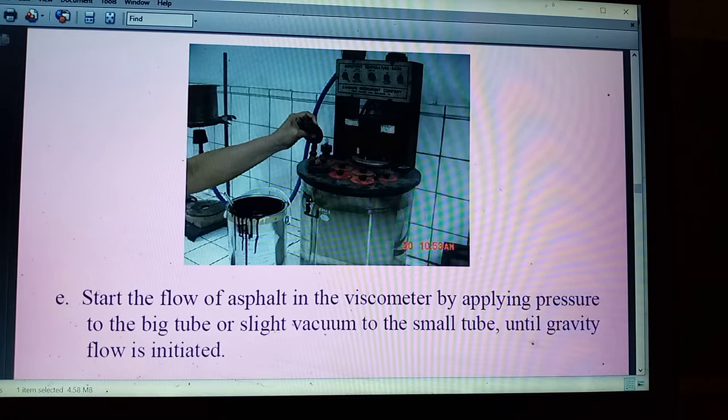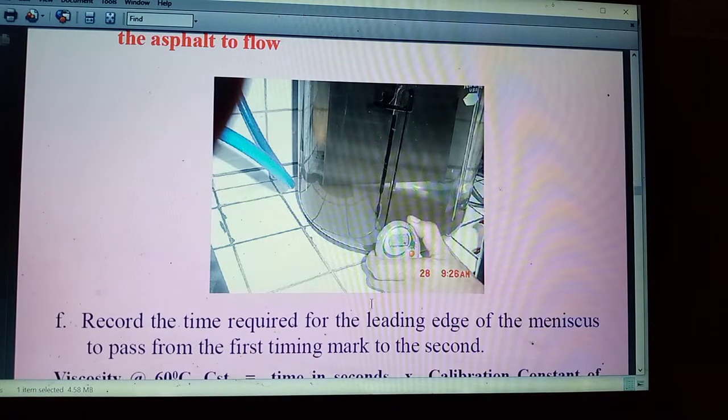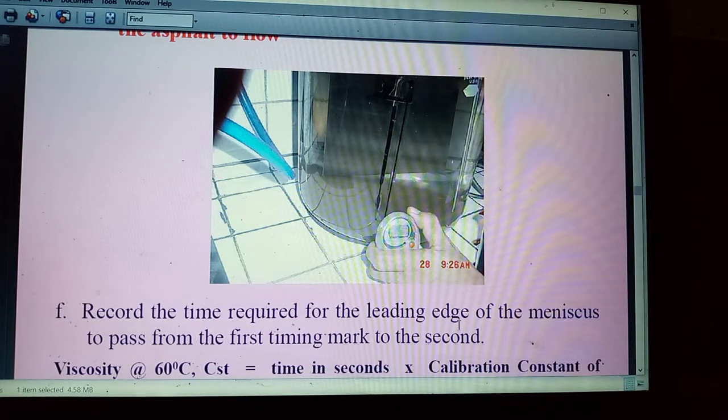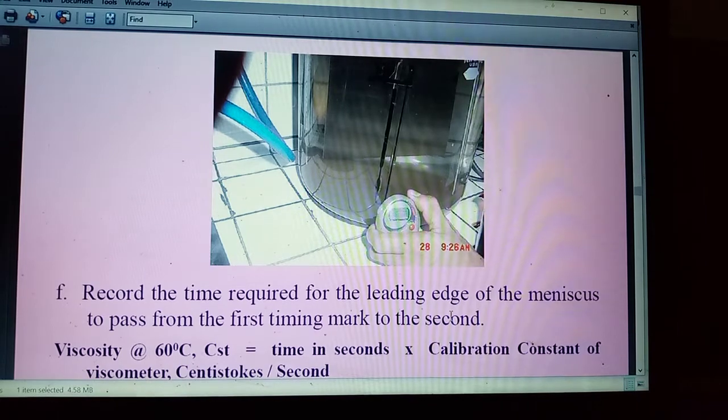Okay? So, kasi, kapag hindi ka nag-apply ng pressure, parang solid lang yung asphalt mo. Yung parang hindi siya gumagalaw. Pag nag-start na siyang gumalaw, doon ka na hihinto. Okay? Mag-apply ng pressure. And after that, record the time required for the leading edge of the meniscus to pass the first timing mark of the seconds. Okay? So, i-record mo yon kung ilang oras bago siya nag-flow.